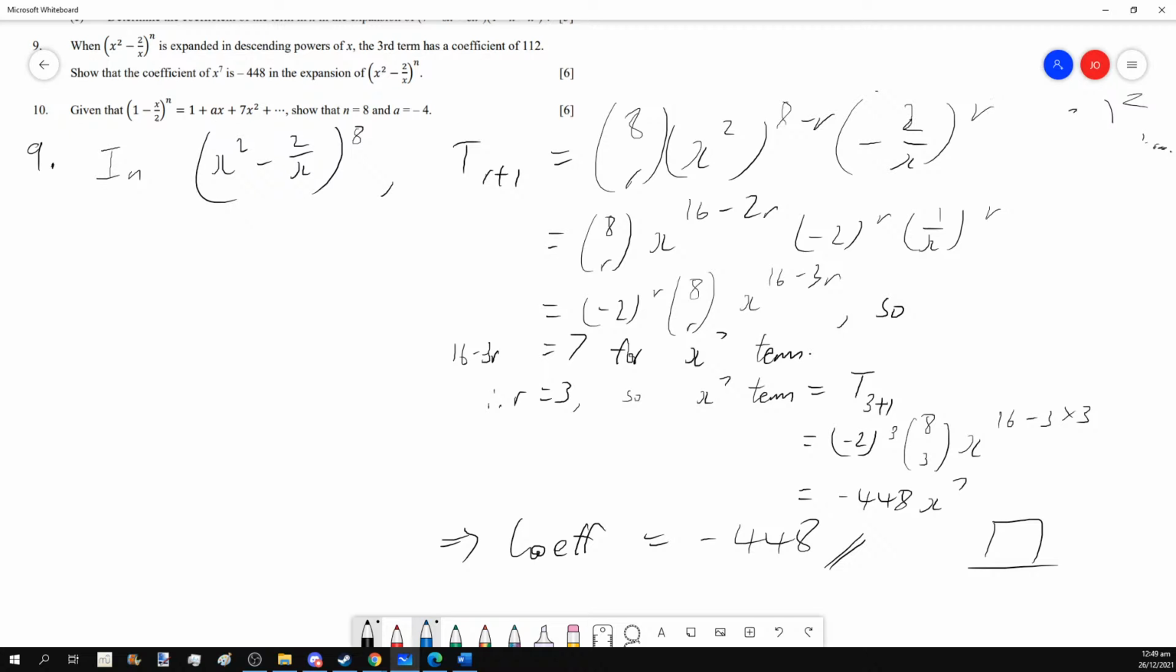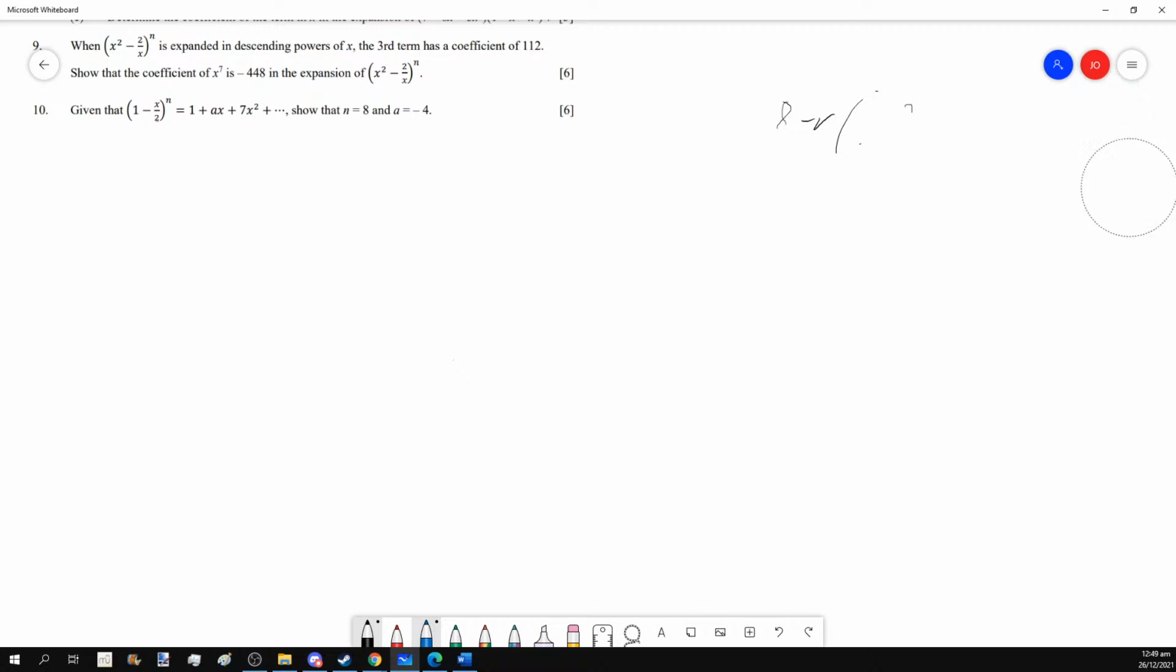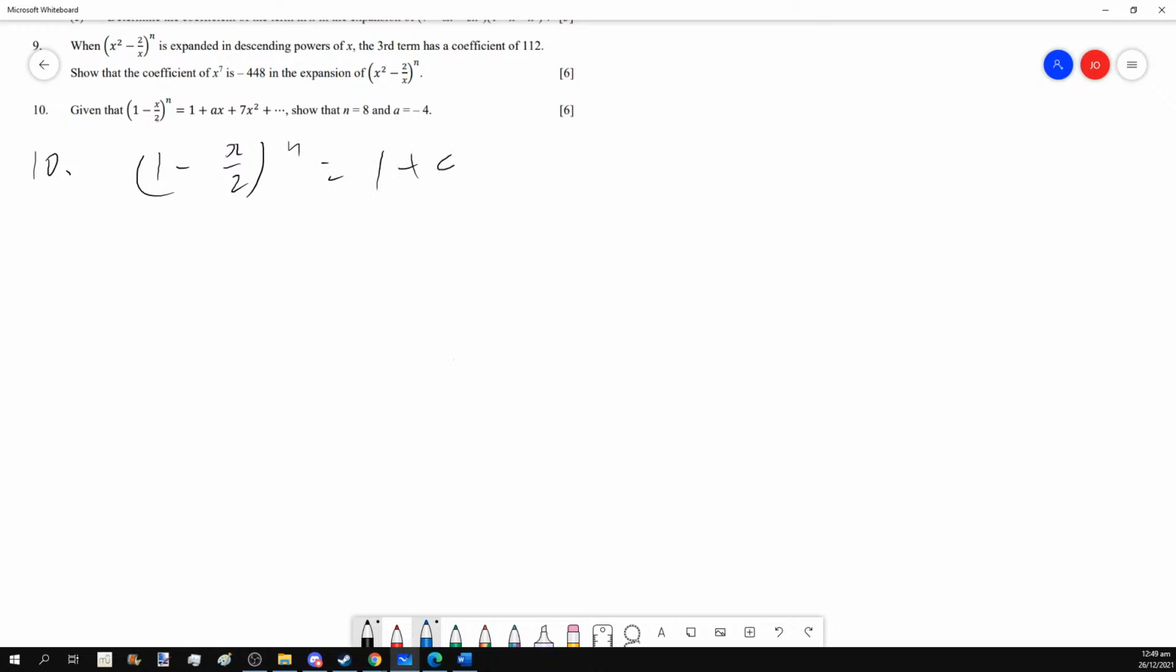The last problem of the day is question 10. Question 10 tells us, okay, we want to find the value of n and the value of a. And they have given us some very incomplete information. So let's have a look. We have 1 minus x over 2 to the power of n equals 1 plus ax plus 7x squared plus blah blah blah. Right? So let's ignore what they've given us for now. Let's try and open this thing up by ourselves.